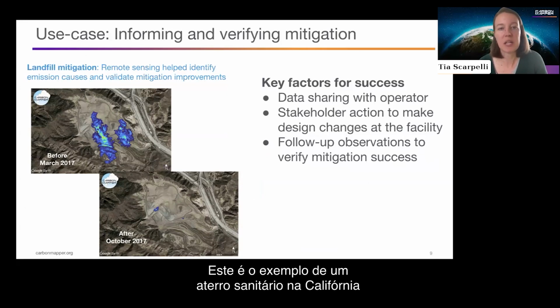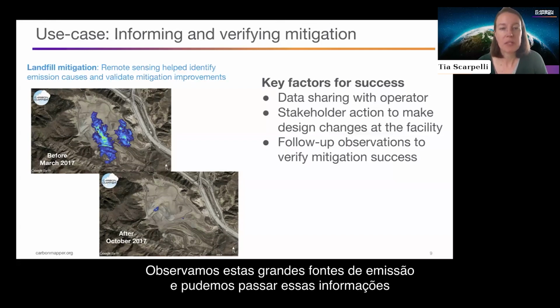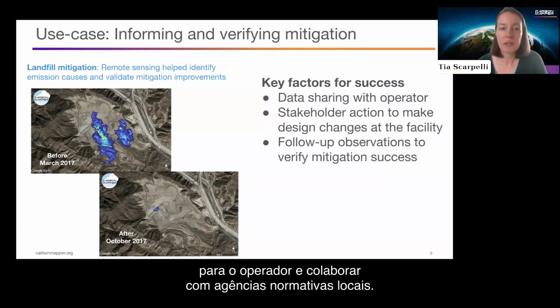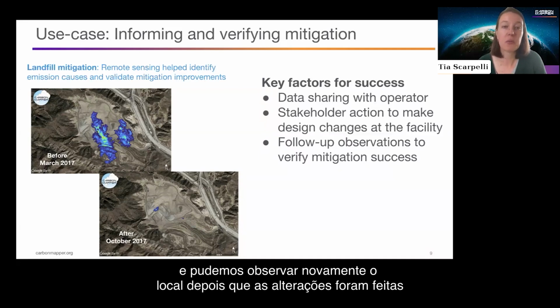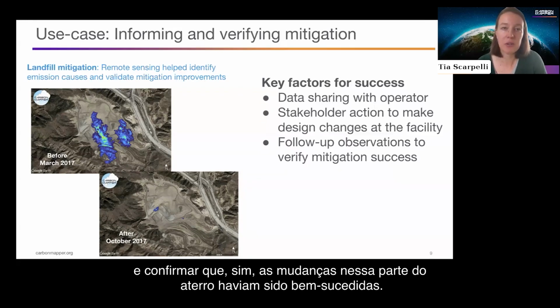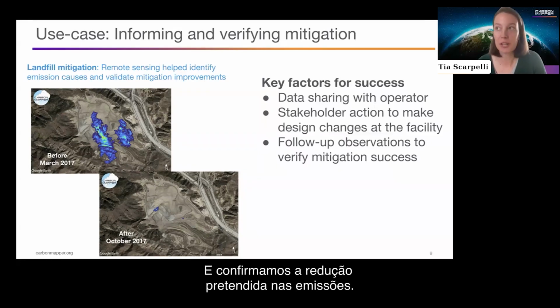So here was an example landfill in California where we were able to observe these large emission sources. This was an airborne campaign, so we used the airplane with the instrument on board. And we saw these large emission sources and were able to feed that information to the operator, in collaboration with local regulatory agencies, and they were actually able to go and take action on site and make changes to the cover in other parts of the landfill. And through these changes, they were able to mitigate that source. And we were able to re-observe the site after these changes were made and confirm that, yes, those changes at that part of the landfill were successful, and we do see the intended reduction in emissions.